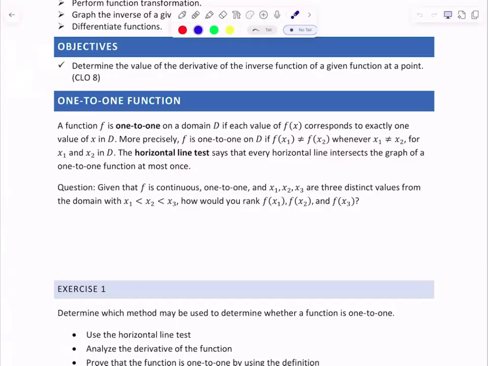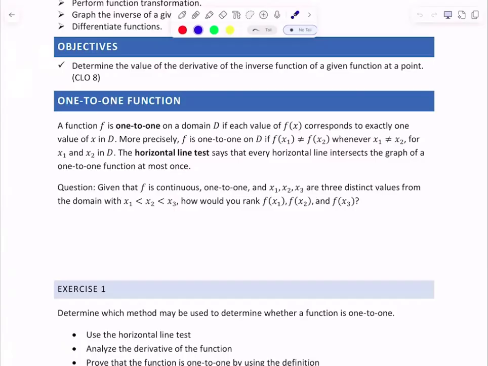The reason is, 2 in the domain, what happened with its value? 2 squared, 4, right? So 4 gets assigned to 2. But -2, what happened? -2 squared is 4 again. So 4 gets assigned to -2 as well. So you have 2 distinct values in the domain assigned the same output value. That's not a one-to-one assignment. You have -2 to 4 and 2 to 4. So that's not one-to-one.